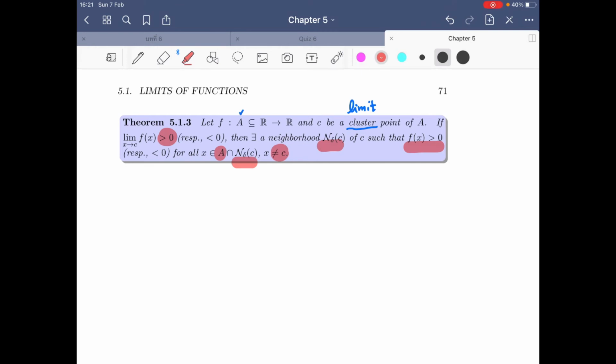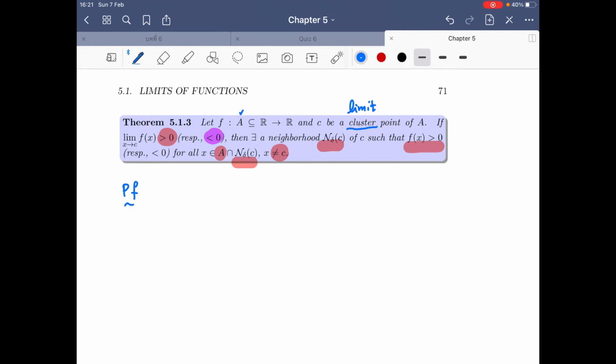All right, and of course, this theorem can be proved if the limit of your function f(x) is less than 0 as well. However, what we are going to prove is the positive part only, and the negative part will be left as your exercise.